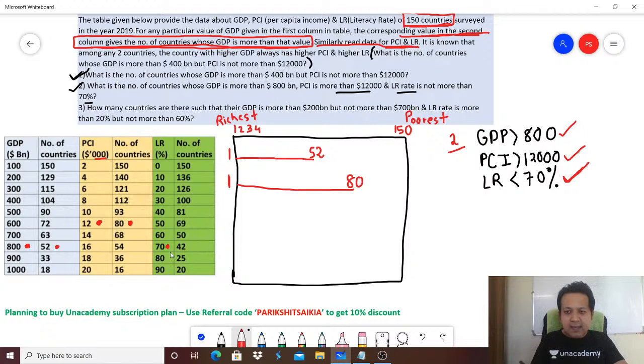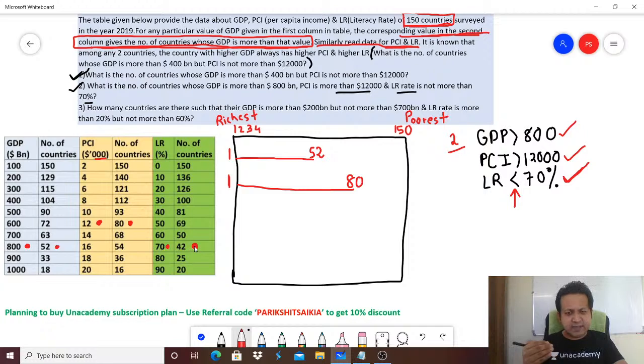So literacy rate greater than 70% is how many countries? 42. But the question is asking the opposite. It is saying less than 70. So very simple. Leave aside these 42 countries. All the remaining countries will have literacy rate less than 70%. Will you agree?